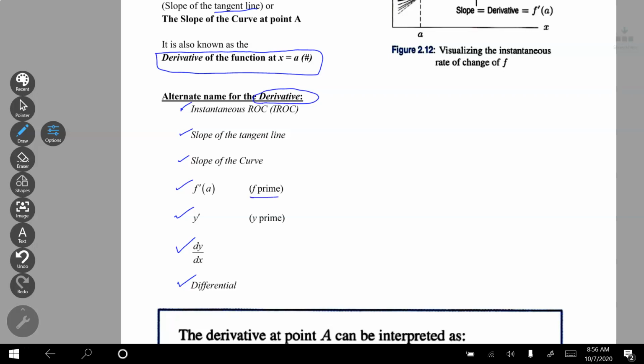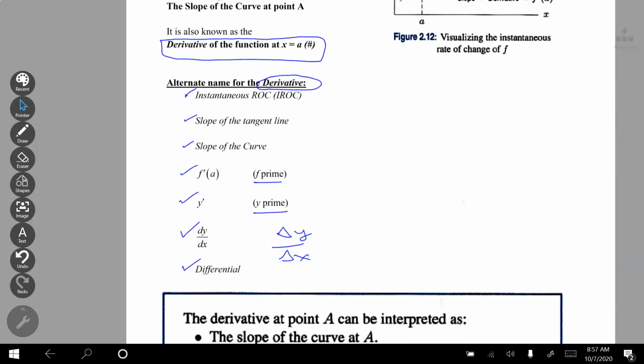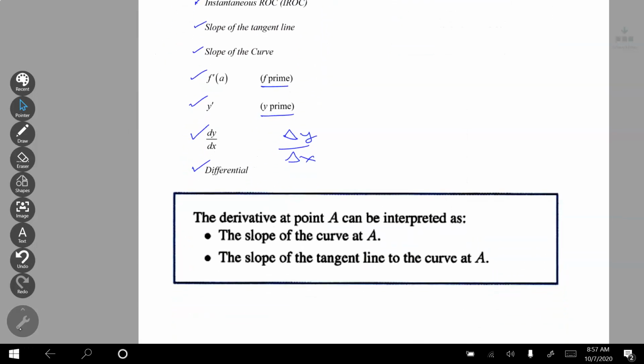Okay, this is read f prime, this is read y prime, that's not f y to the first or f to the first. dy over dx, well, let's see. Looks very similar to delta y over delta x. Delta being the Greek letter D. That's what we're working on. So the whole point is the derivative at point A can be interpreted as the slope of the curve at point A or the slope of the tangent line. Let's try some examples.